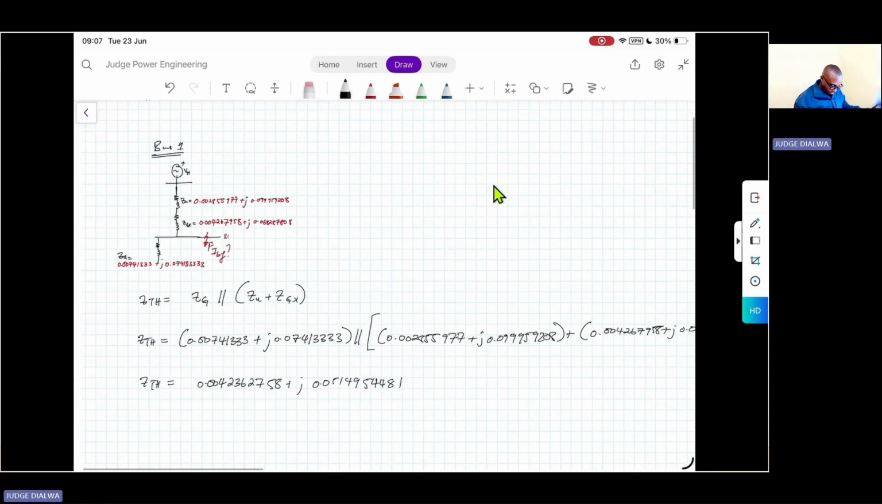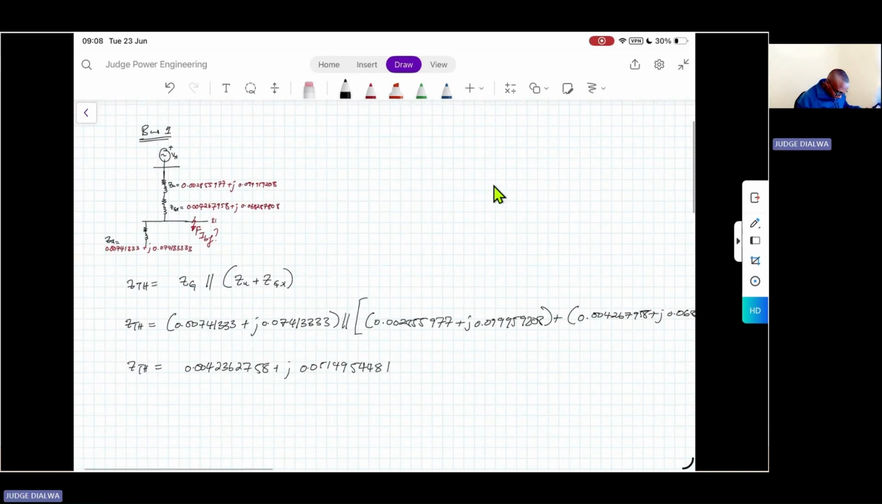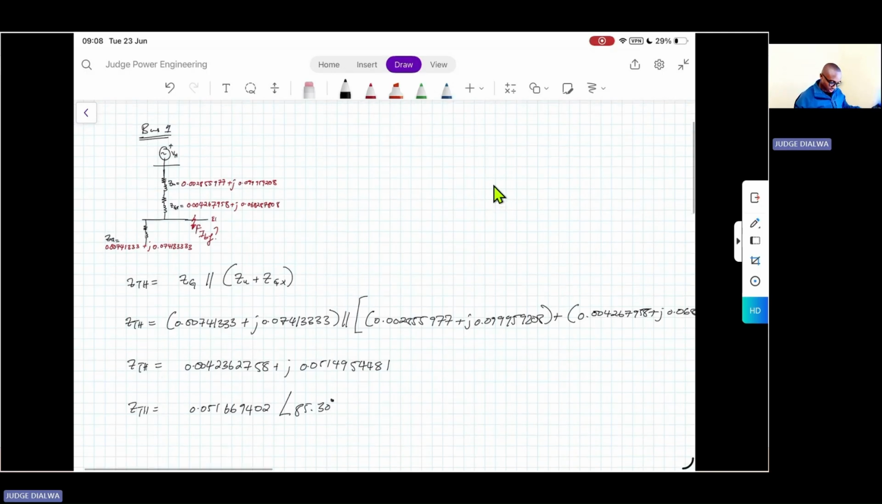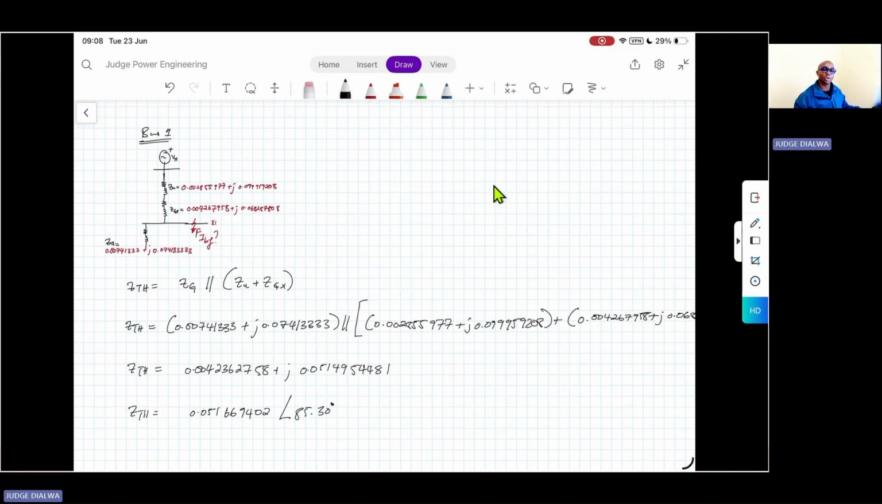Now in polar form, and this will help us get the magnitude of our impedance, that will be 0.051669402 and an angle of 85.30 degrees. So the magnitude of our impedance is 0.051669402. So then now that we have the total impedance, how do we compute our fault current at bus B1 in this scenario?